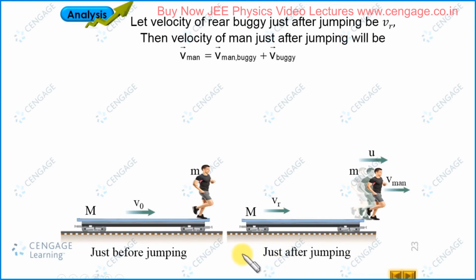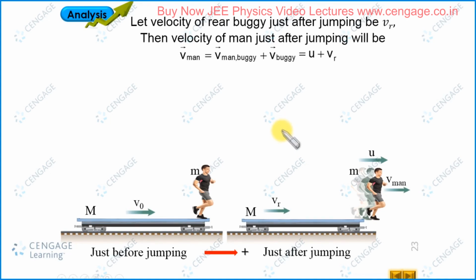Let us consider the rightward direction as the positive direction. So we can write the velocity of the man as u, this is the velocity with respect to buggy, plus the velocity of the buggy, that is Vr. So the velocity of the man should be equal to u plus Vr.